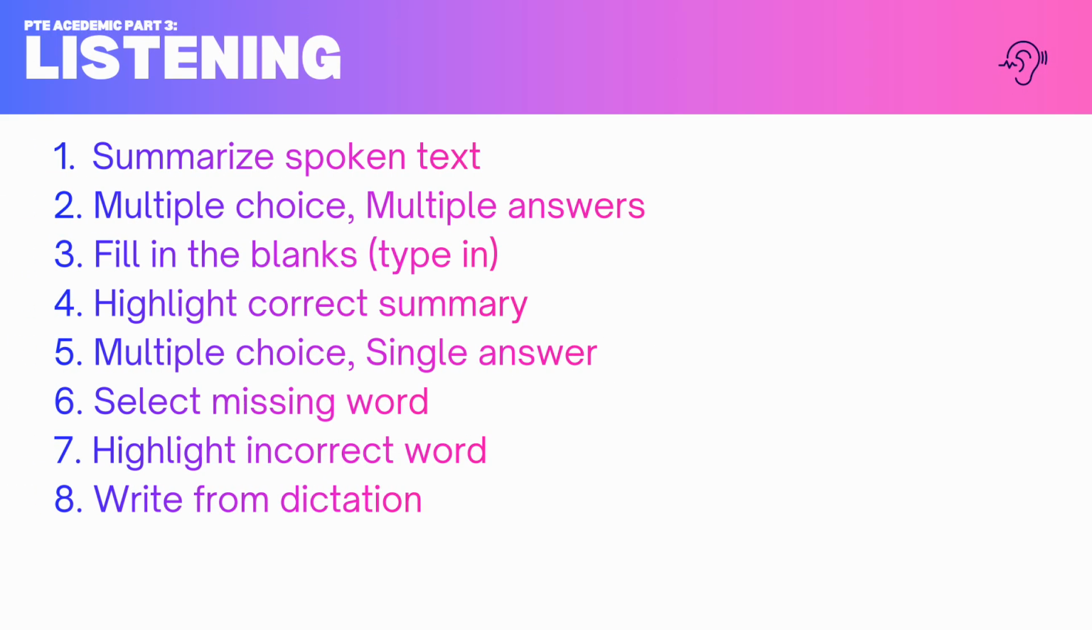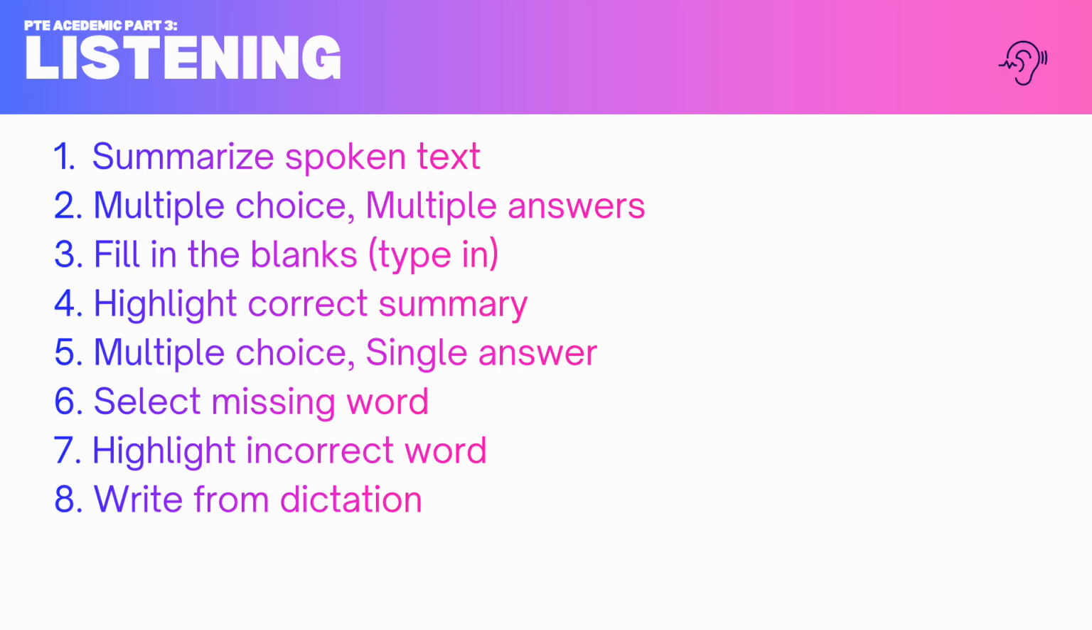Part 3 tests your listening skills through 8 question types. All questions are based on audio or video clips, which will play only once. You're able to take notes while listening. As PTE Academic is an integrated skills test, some questions may also be assessing 2 skills. The first task is summarize spoken text, where you write a summary of what you hear. This will assess your listening and writing skills. Next is multiple choice with multiple answers. Assessing your listening skills only, this question will require you to answer multiple choice questions after listening to a recording.